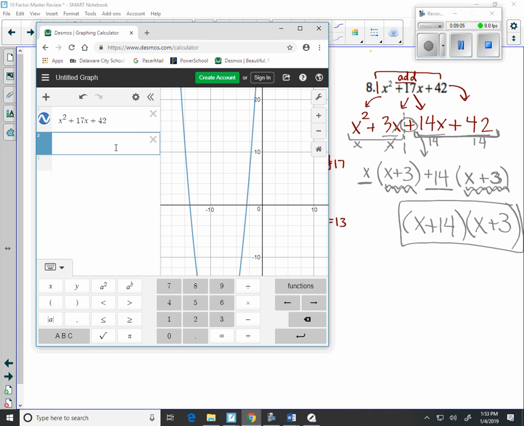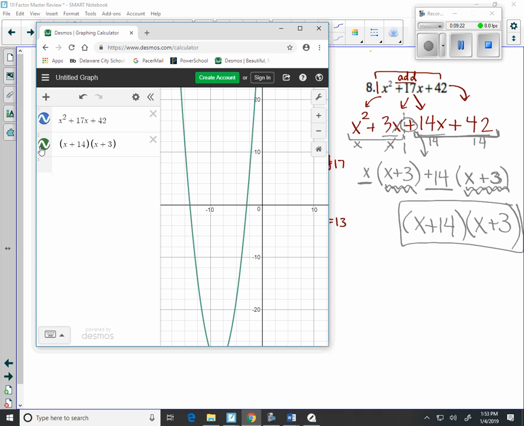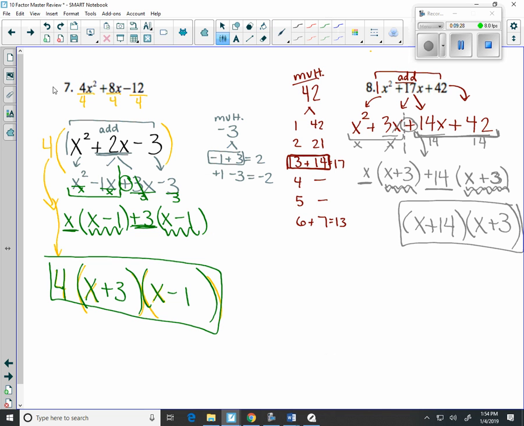So I have my original x squared plus 17x plus 42, and then if I put in what I just factored, x plus 14 times x plus 3, it should lay right over that. And it absolutely does. You can see how there's one right on top of the other. If we turn off the green one, the blue one is right below it. So it's a really great way to double check that you factored correctly. All right, that's 7 and 8.